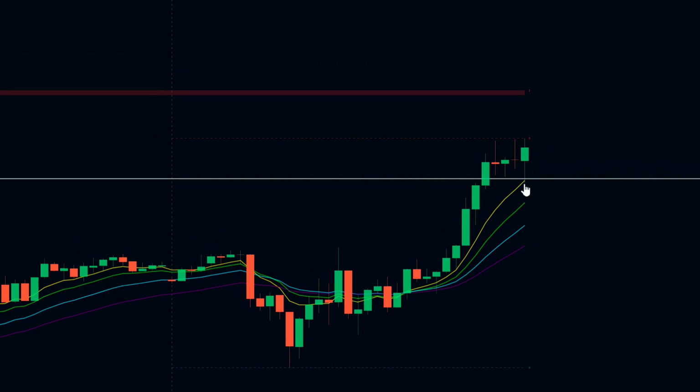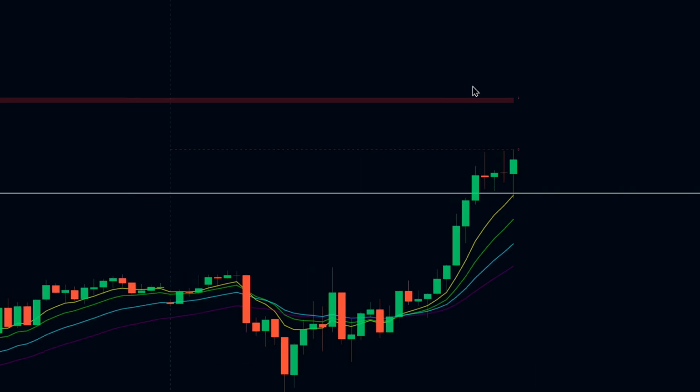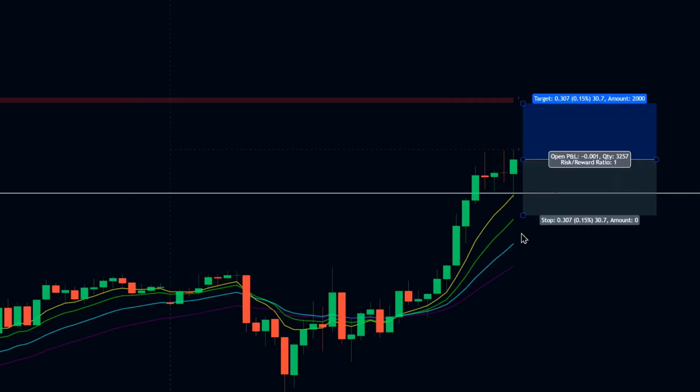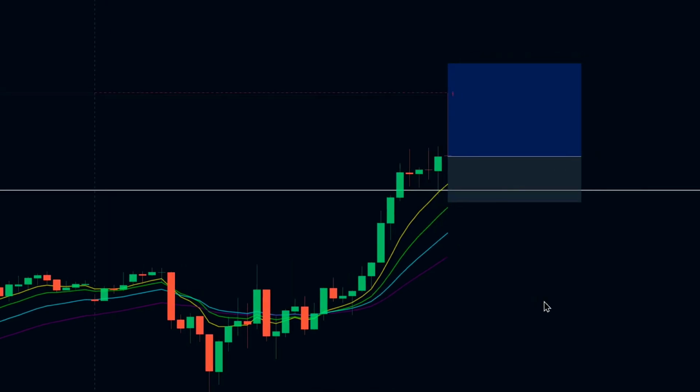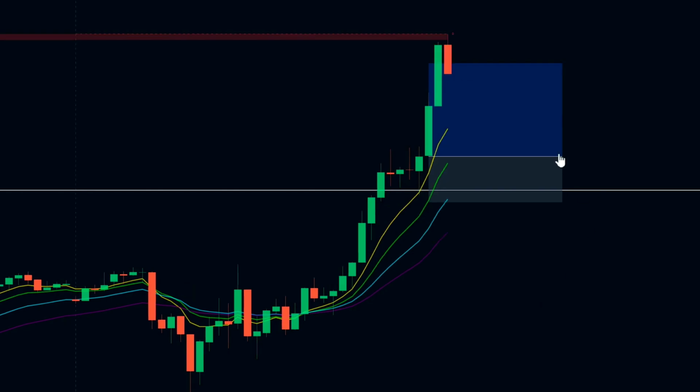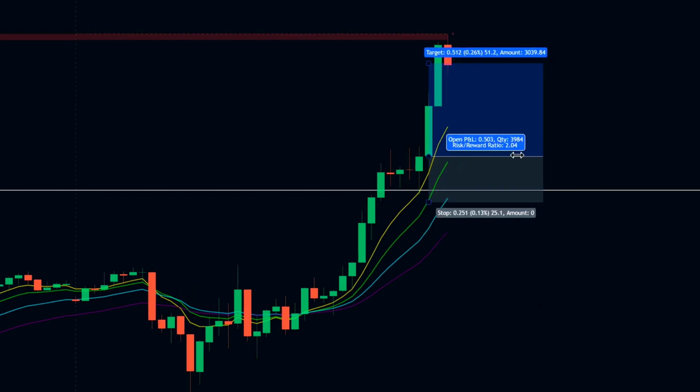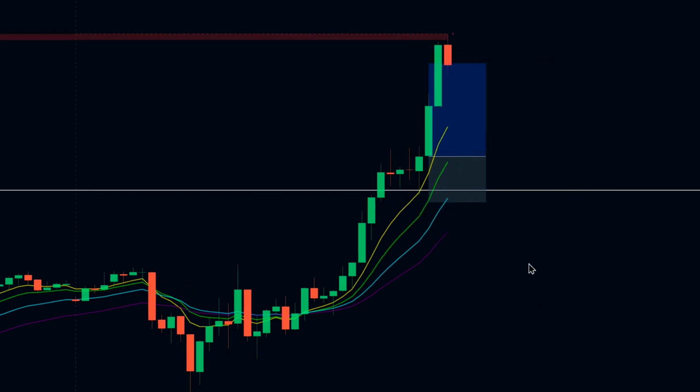For a long trade, your stop loss will go below the retest candle and your take profit should be set at twice the risk. This gives you a 2-to-1 risk to reward ratio, which is solid for consistent profitability. But don't be too hasty. Just before the end of the video, I'll show you a way to make way more than that, plus how to automate it into a bot.